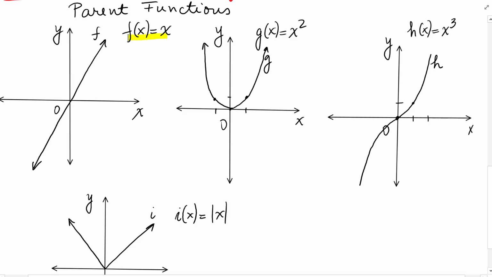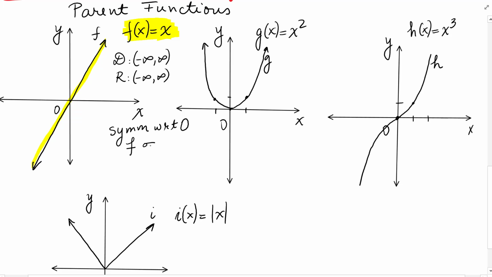So I have f of x equals x, and I have this straight line, right? And so when we take a look at it, what can we say? Well, we can say the domain is -infinity to infinity, and the range is -infinity to infinity. Also, we notice that it's symmetric with respect to the origin, which means this function f is an odd function.